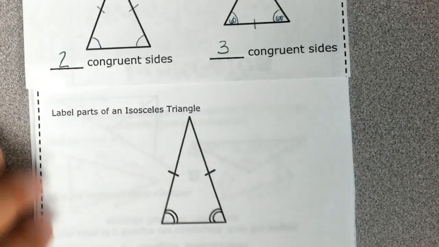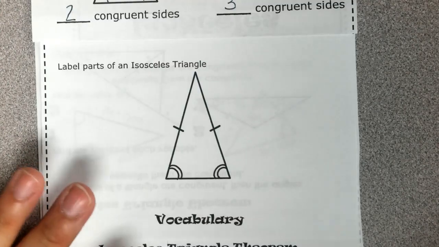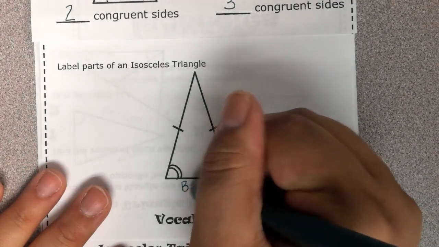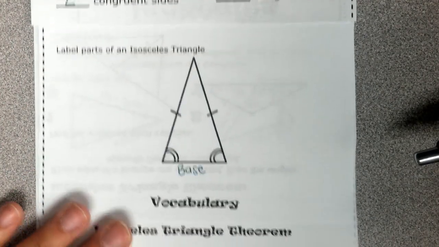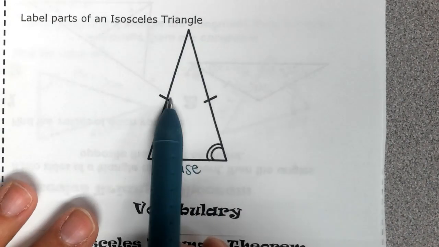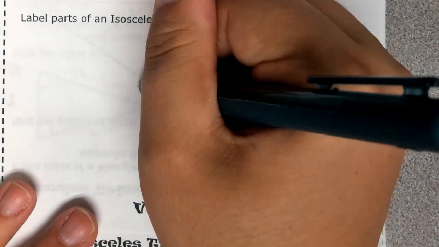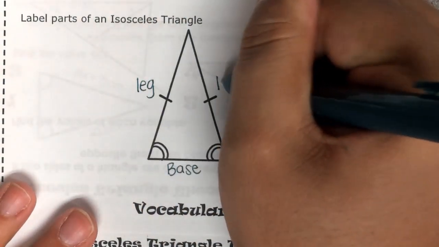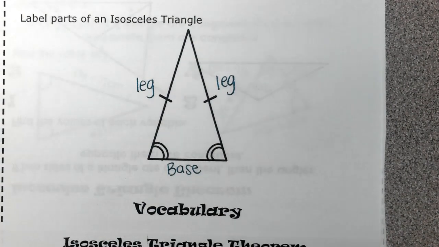Okay, so there are a couple things about an isosceles triangle that you need to know. First of all, the bottom of an isosceles triangle is called the base. The 2 sides that are the same, does anybody know what they're called? Legs. The legs. So isosceles has 2 legs. The legs will always be the same. The base will always be the side that is not the same.